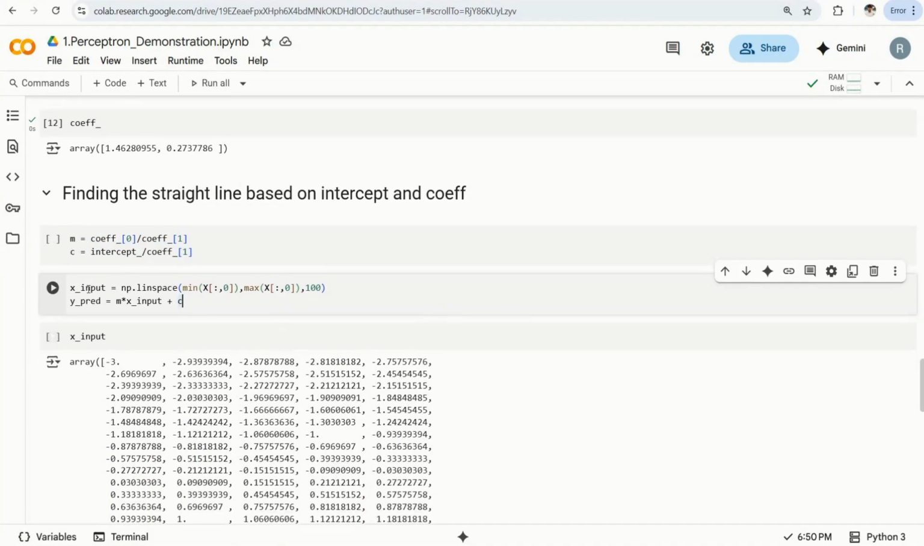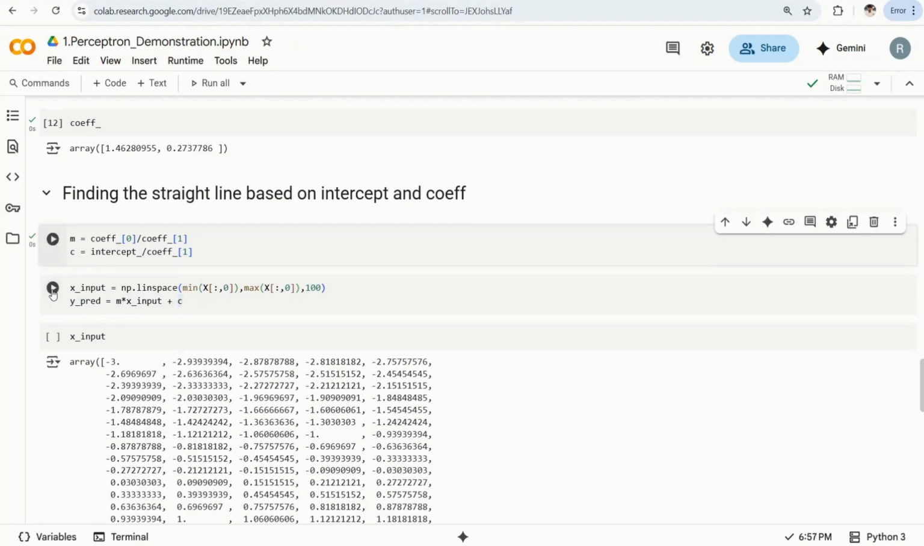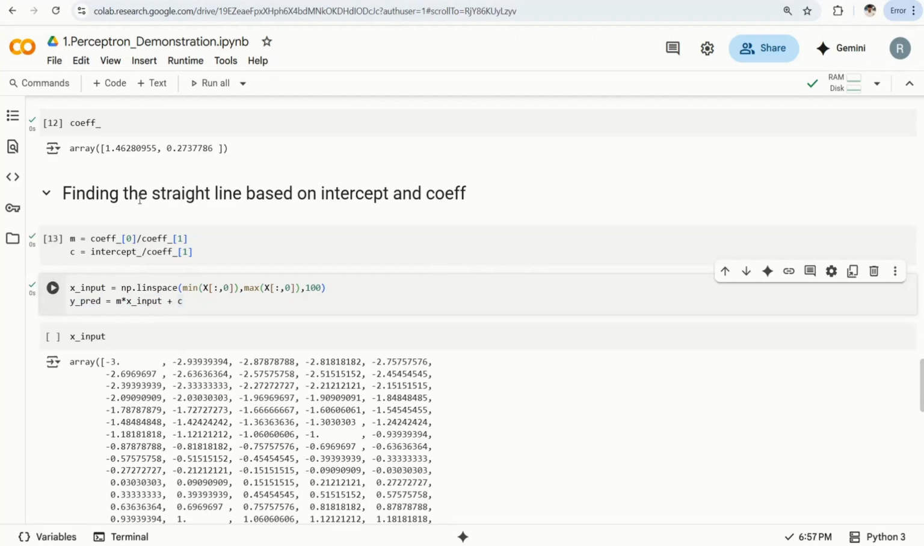Here I'm taking just the x input. I'm using linspace. I think you understand all this. I'm taking random numbers, and on that I'm drawing a line using m into x input plus c. So this will give me a straight line. Let me run this. Why am I doing this whole thing? I just want to draw a straight line based on the intercept and coefficient.